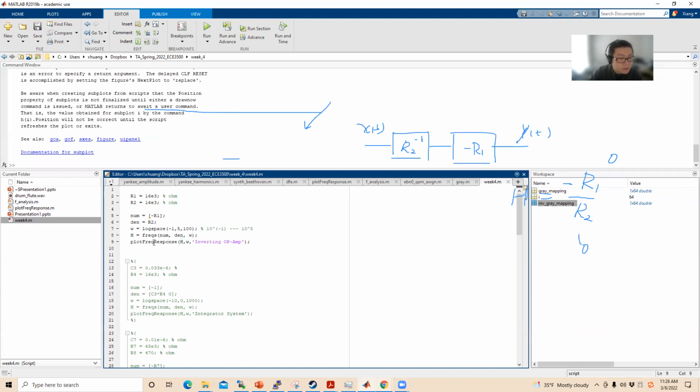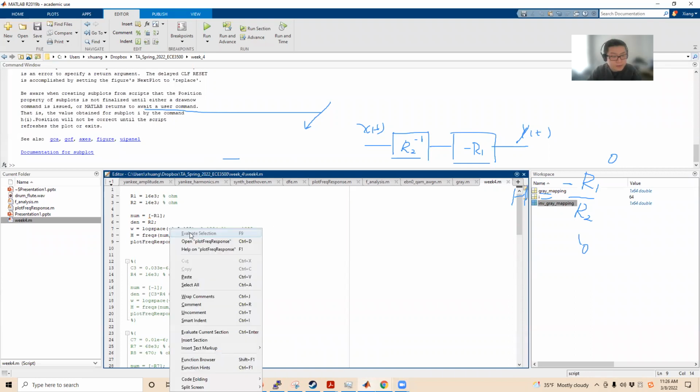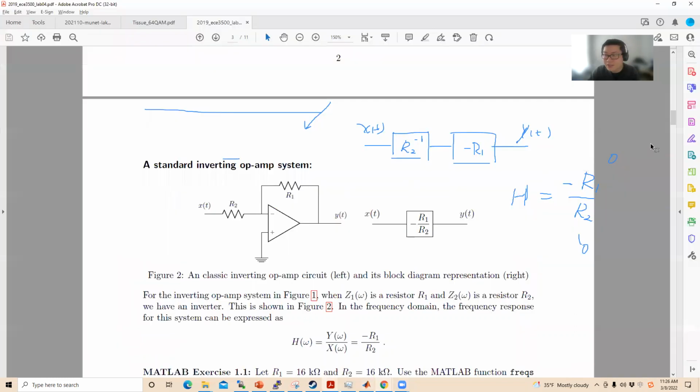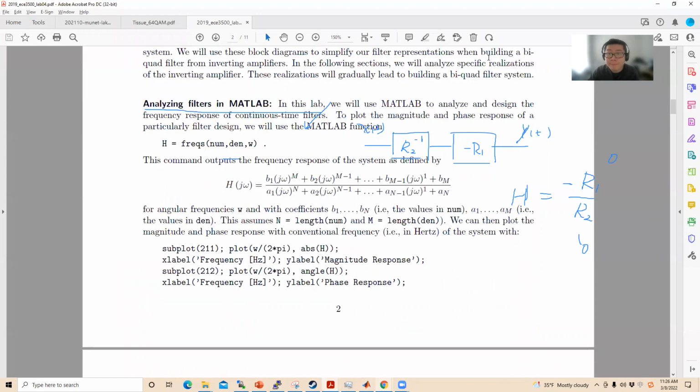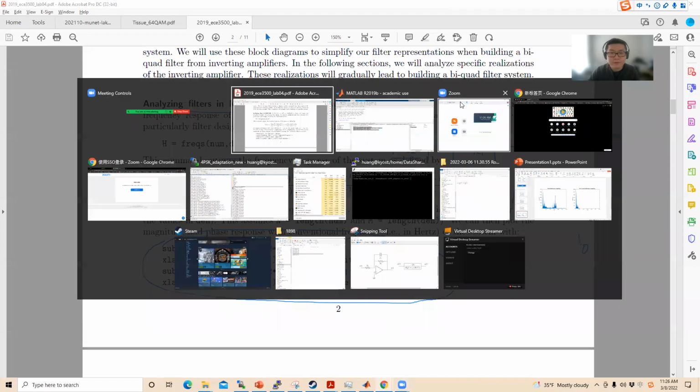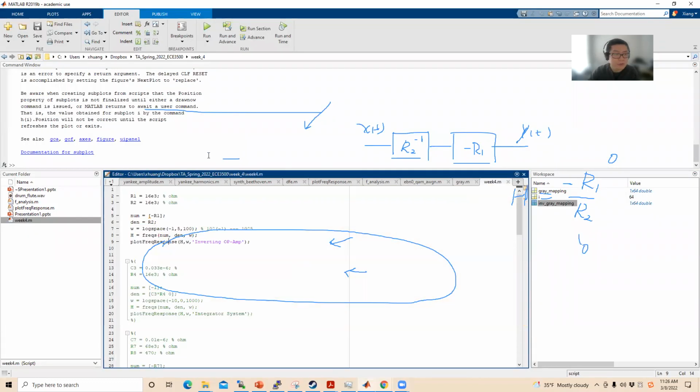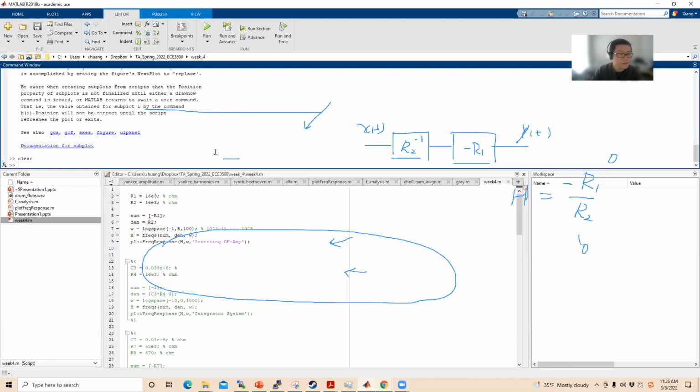And I have defined the plot frequency response function, and it just contains this part. So it will show the magnitude response, and it will also show the phase response. Let's just output it to see what will happen.